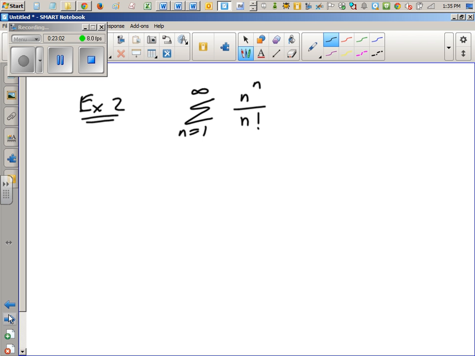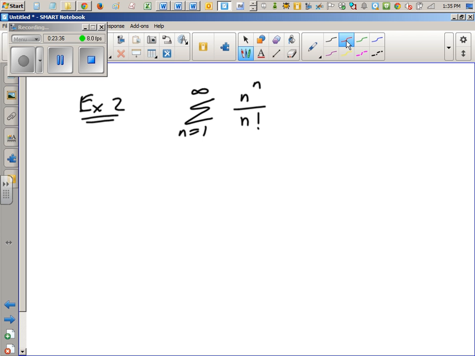Which is bigger? N times n times n times n times n times n times n forever? Or n times n minus 1 times n minus 2 times n minus 3 times n minus 4 forever? Oh. Sounds like this is going to diverge. So how do we prove that? It's kind of awkward. We kind of just verbally did. N times n times n is term by term greater than n times n minus 1 times n minus 2 and so forth. But watch how nicely the ratio test handles this problem.